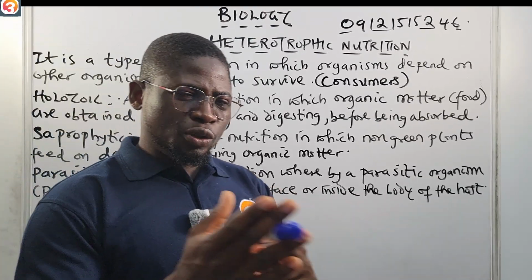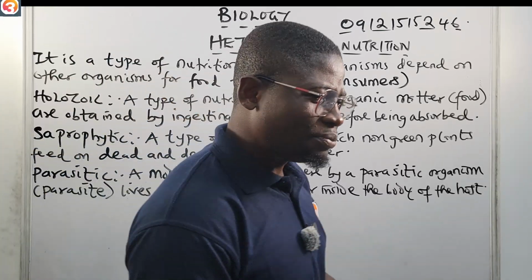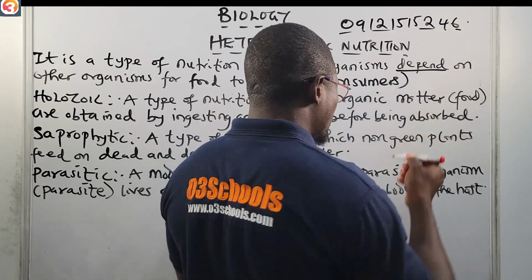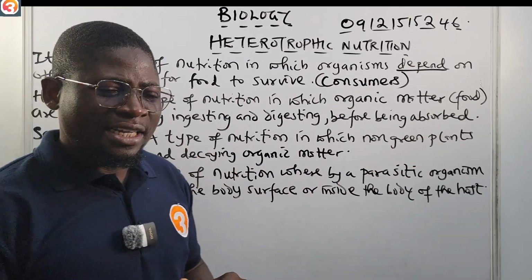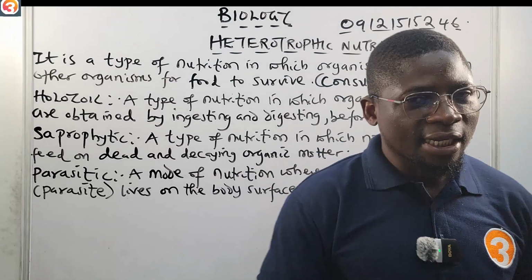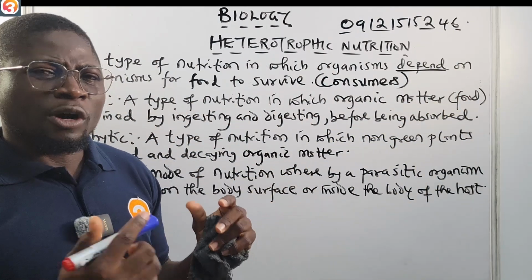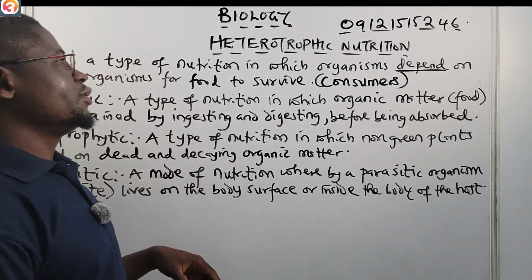Autotrophs are called producers, but heterotrophs, because they cannot manufacture their own food, have to depend on other organisms for food to survive. We call them consumers. They just know how to consume. They do not know how to produce or manufacture their own food. So that is what heterotrophic nutrition is.